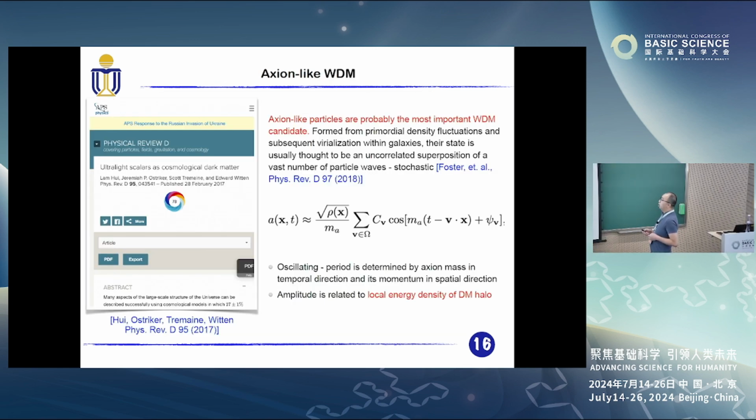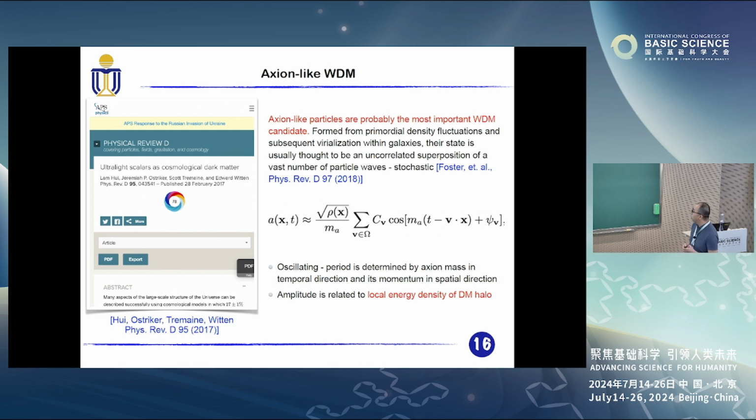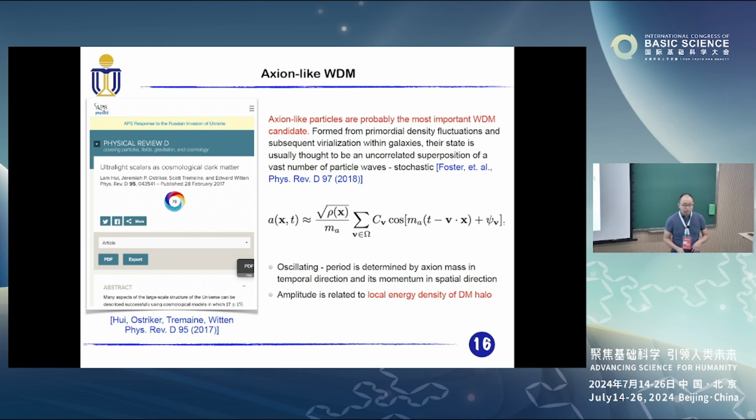And the axion-like particles are probably one of the most important wave dark matter candidates. And because of this complex formation, initial conditions, and their state is usually thought to be an uncorrelated superposition of a vast number of particle waves. That is, the profile for wave dark matter is stochastic.